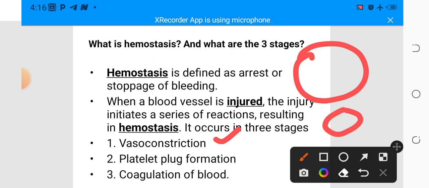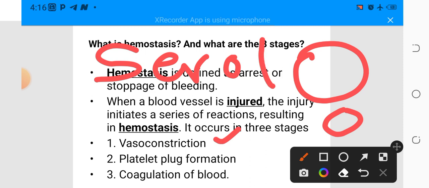Now, what triggers vasoconstriction? It's serotonin, which is released when the endothelium is damaged. Serotonin, how is it released? First of all, when the endothelium is damaged, the collagen is exposed. So platelets get attracted to collagen so much. When they get attracted, the platelets become activated. Some of the substances they release are what we call serotonin. These serotonin are the ones that cause the vasoconstriction.